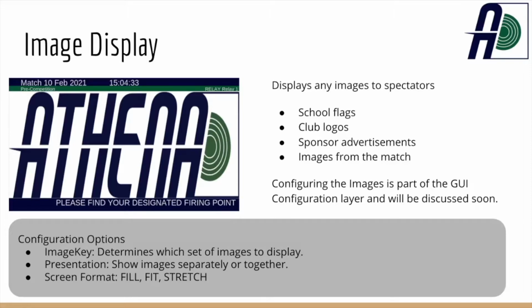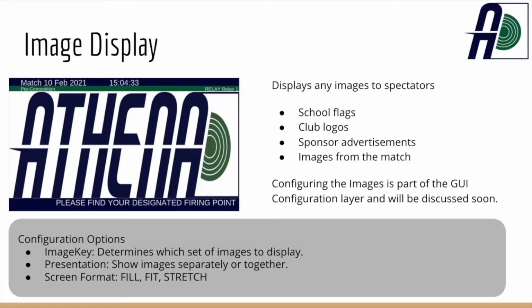And think about some of the ideas that you could do. If your school has a logo or a flag, you can display that. If your club has a logo, you can display that. If you have sponsorships, you can display advertisements from those sponsorships. Or you can even take photos with your phone during the match and upload them and display those photos on the display itself. Now, the configuration for the image display is part of that middle layer, that GUI configuration, and we will talk about how to do that in a few slides.